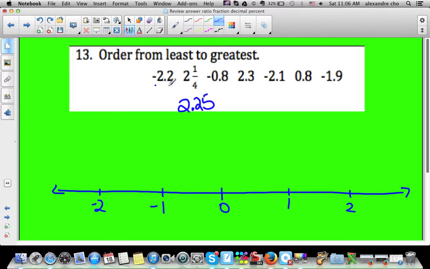First number, -2.2. See here, 0. You're walking to the left. You're increasing 0, -1, -2, and you're going up. -2.1, -2.2 should be about here. Second number, 2.25 positive. So in this case, we're going right. As we're walking to the right, we increase here. 0, 1, 2, and 2.25 is a little bit on that side.